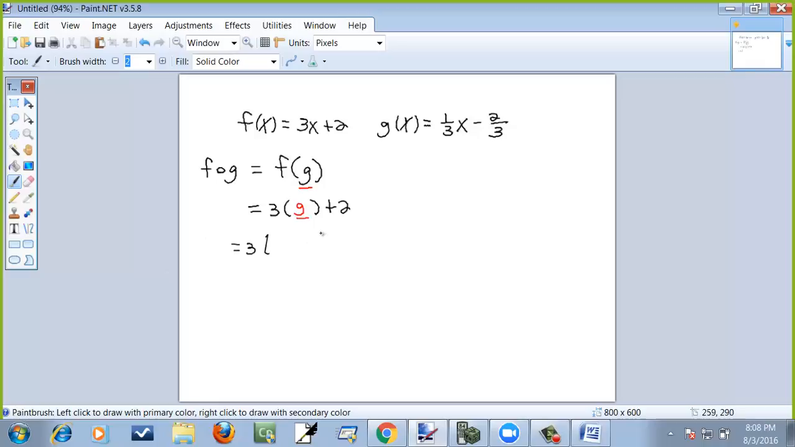But g is equal to 1/3 x minus 2/3. Now if I multiply this through, 3 times 1/3 gives us 3/3 or 1, so that gives us 1x or x. 3 times negative 2/3 gives us negative 2 plus 2. Negative 2 plus 2 cancels and we got x. So that's our first item. It has to give you x.